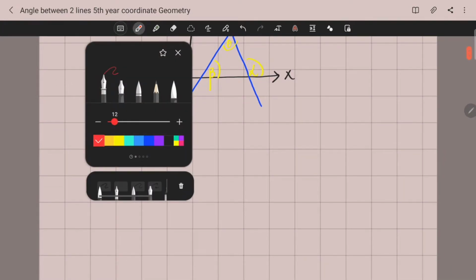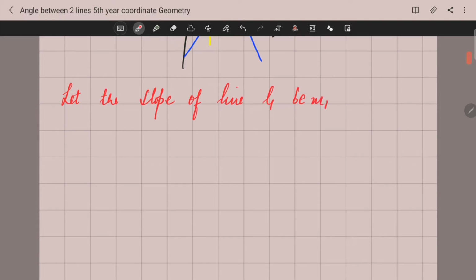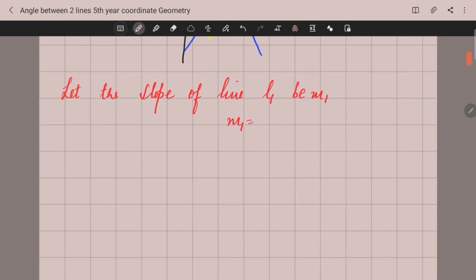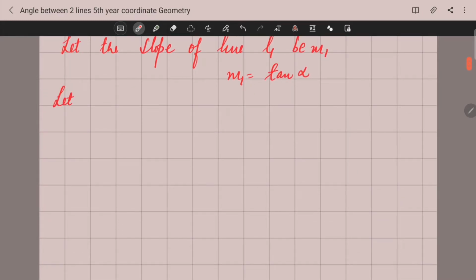And now we will take slopes for line L1 and L2. Let the slope of line L1 be m1. So this is m1 is equal to tan alpha. Similarly, let the slope of line L2 be m2. So this is m2 is tan beta.